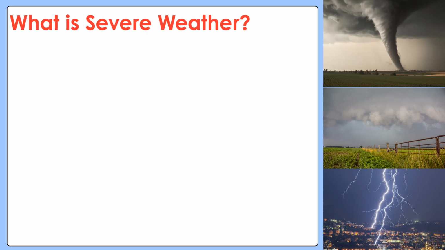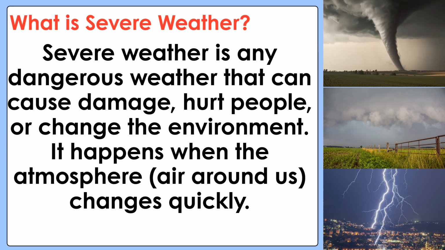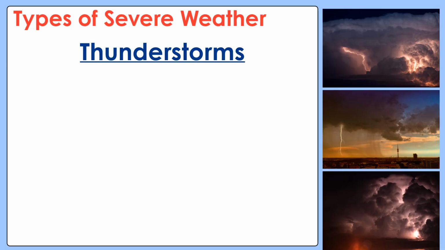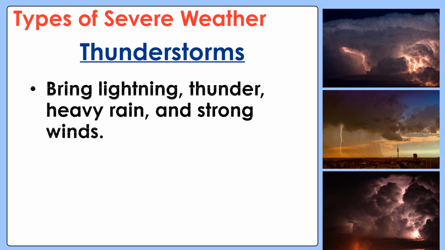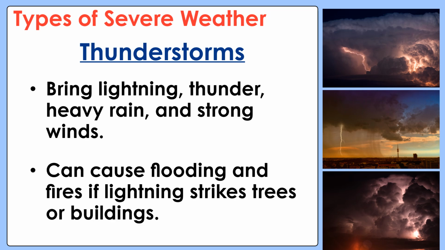What is severe weather? Severe weather is any dangerous weather that can cause damage, hurt people, or change the environment. It happens when the atmosphere or air around us changes quickly. Here are the types of severe weather. Thunderstorm. Bring lightning, thunder, heavy rain, and strong winds. Can cause flooding and fires if lightning strikes trees or buildings.